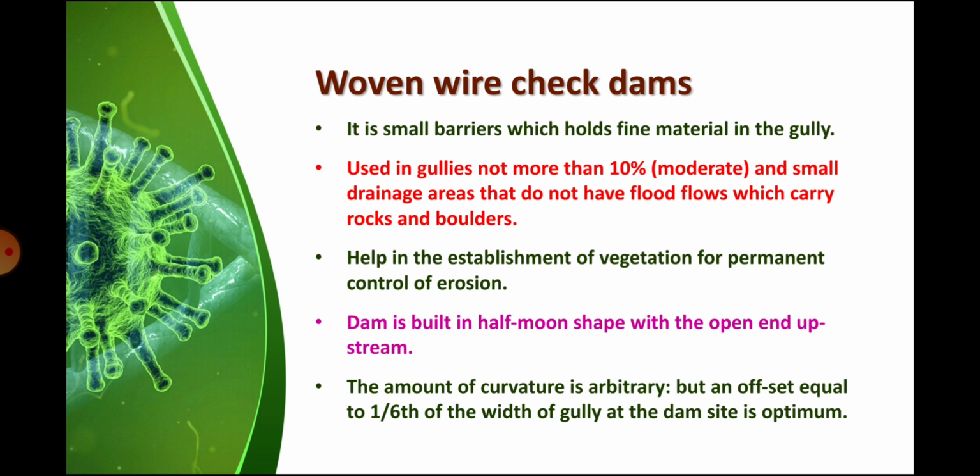Okay, now the first one I informed you, that woven wire check dam. So these dams are constructed into gullies where the slope percentage is less than 10. For the construction of such a dam, high gauge woven wire is used, which is installed across the gully slope. And then after installing, I will show you the figure first.